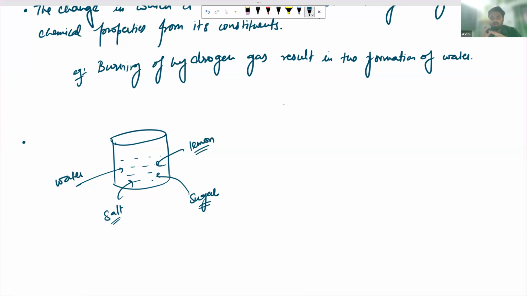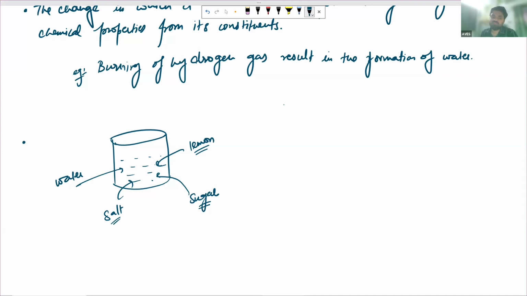So when you are preparing this mixture, you are going to have the salt taste, that is salty, the sugar, the sweet taste, and the lemon, the sour taste. All the constituents are showing their property even after mixing. Okay. So if the constituents keep on showing their property after the change also, we will consider it as a physical change.